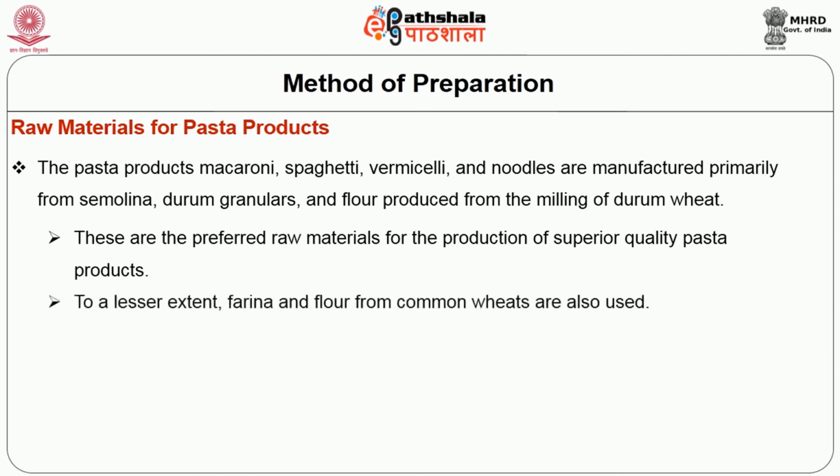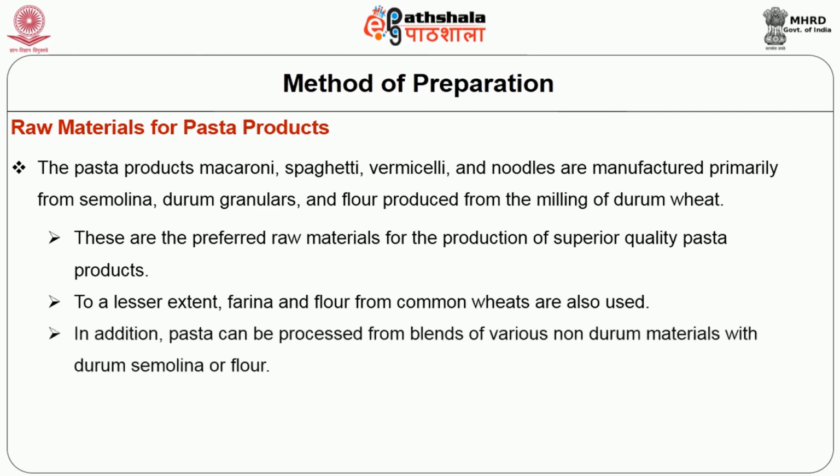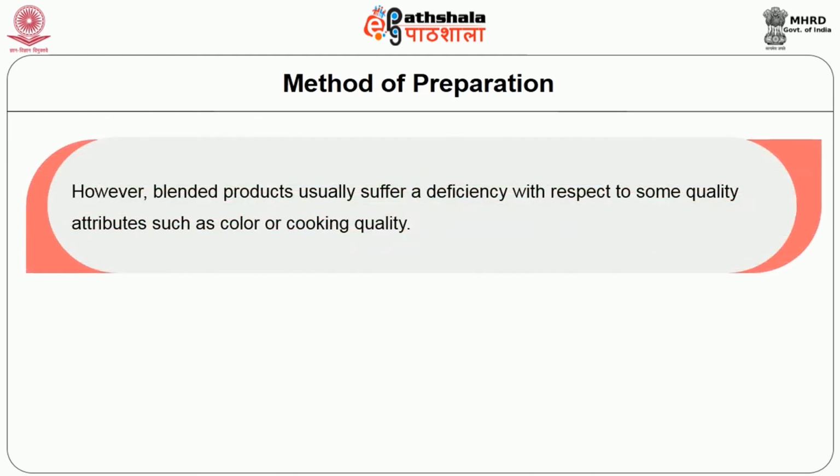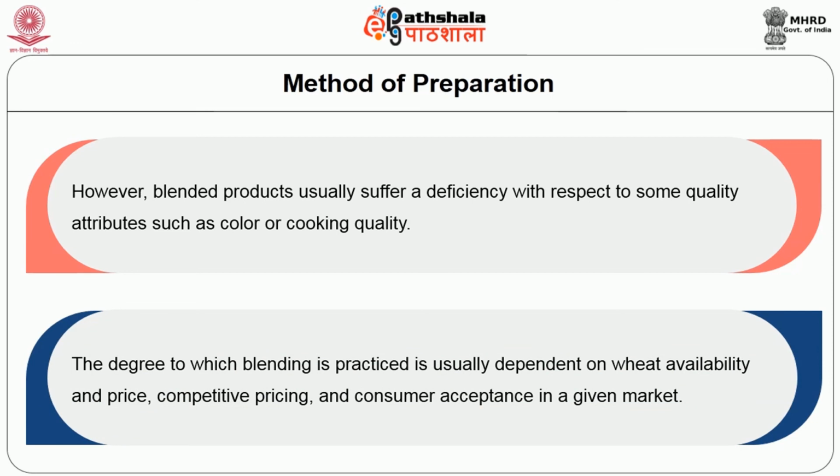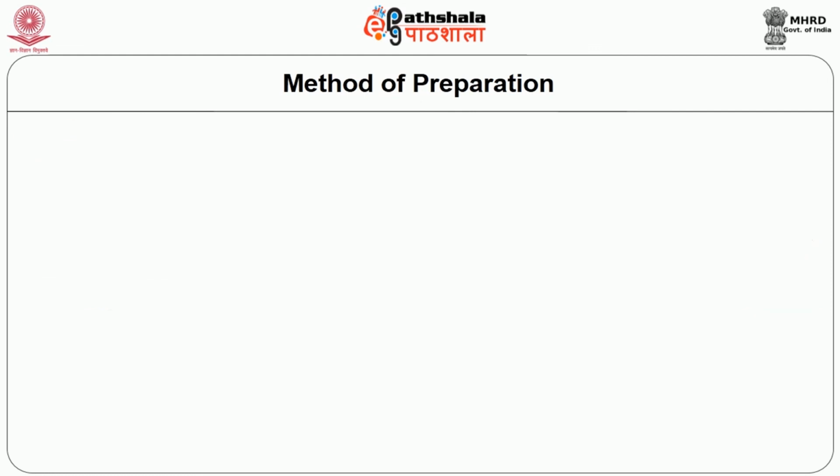To a lesser extent, farina and flour from common wheat are also used. In addition, pasta can be processed from blends of various non-durum materials with durum semolina or flour. However, blended products usually suffer a deficiency with respect to some quality attributes such as color or cooking quality. The degree to which blending is practiced is usually dependent on wheat availability and price, competitive pricing and consumer acceptance in a given market.